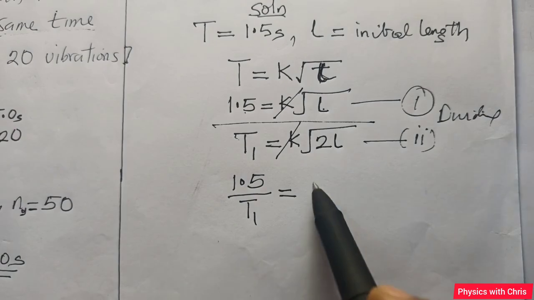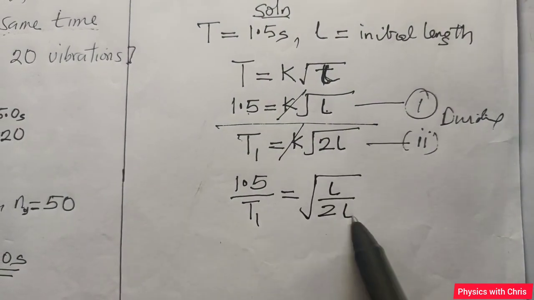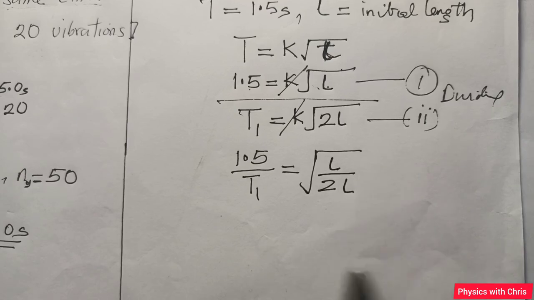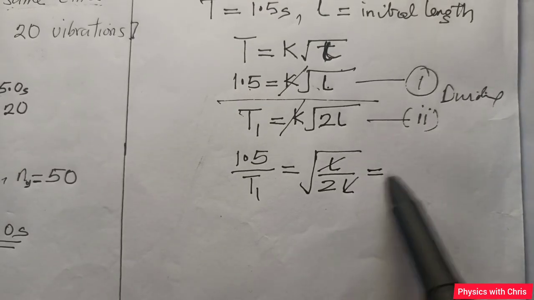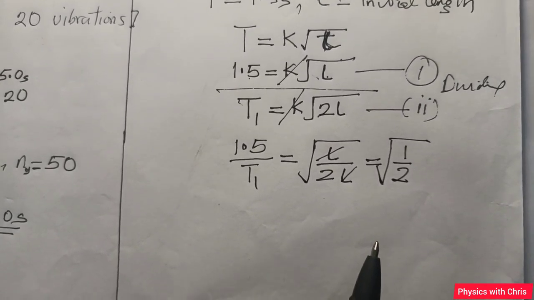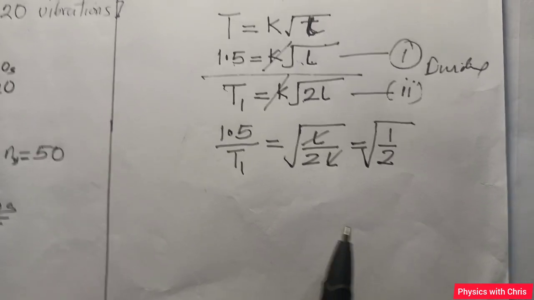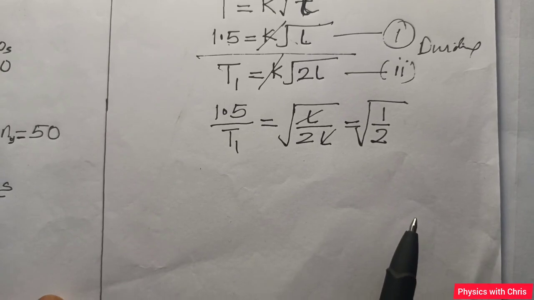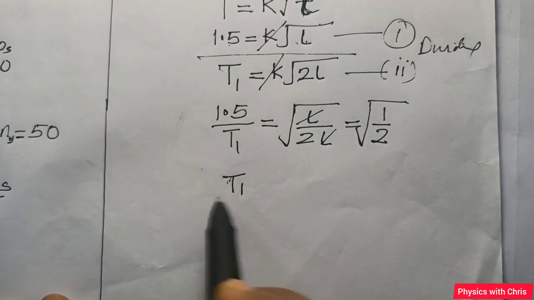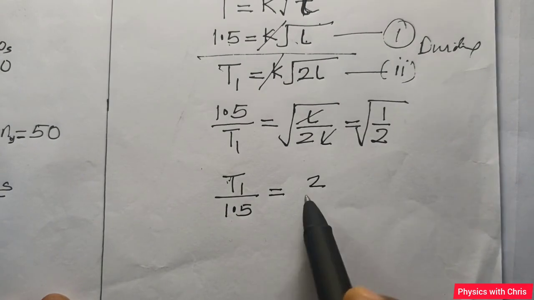This cancels this. So I'm going to have L over 2L. The square root of this over the square root of this, and we can give a common square root to this over this, so that L cancels L. What is left is 1 over the square root of 2. Okay, so that is what we have there. Now we need to quickly make T1 the subject of the equation. If I reciprocate this, I have T1 over 1.5 equals the square root of 2 over 1.